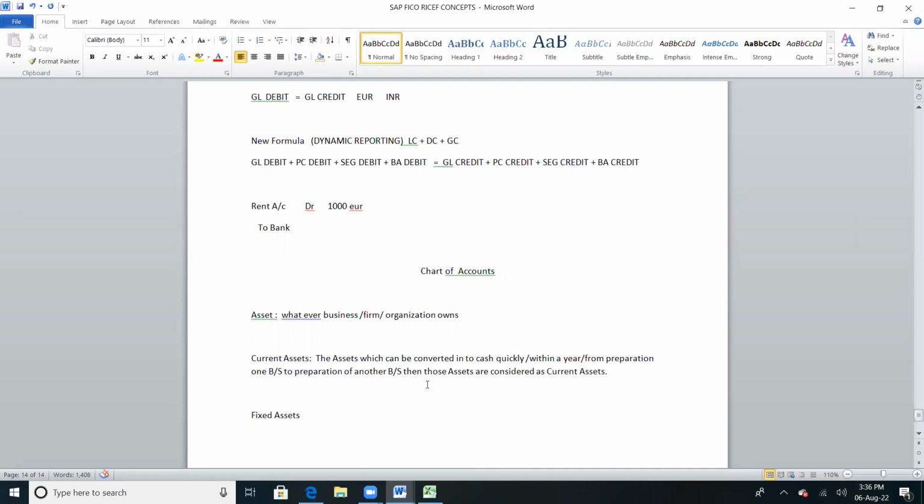Understood. So here the assets which can be converted into cash quickly. How quickly? In the sense, one year. One year in the sense from preparation of one balance sheet to preparation of another balance sheet. Then those assets are considered as current assets. Is this clear? So is furniture also a current asset? No, furniture is not current, it is a fixed asset. That cannot be converted into cash in a year.